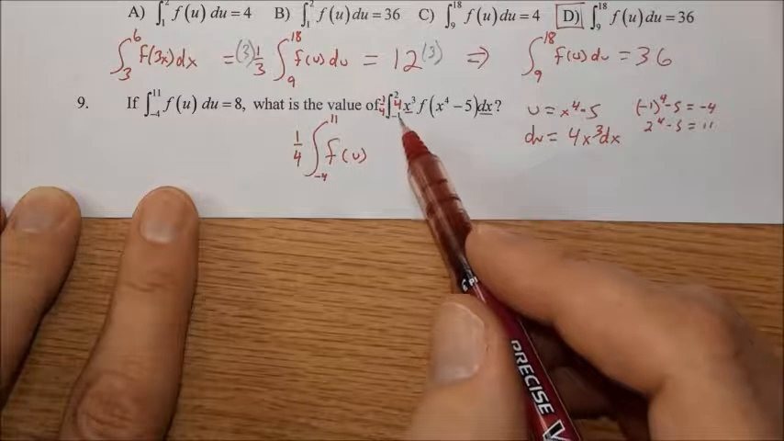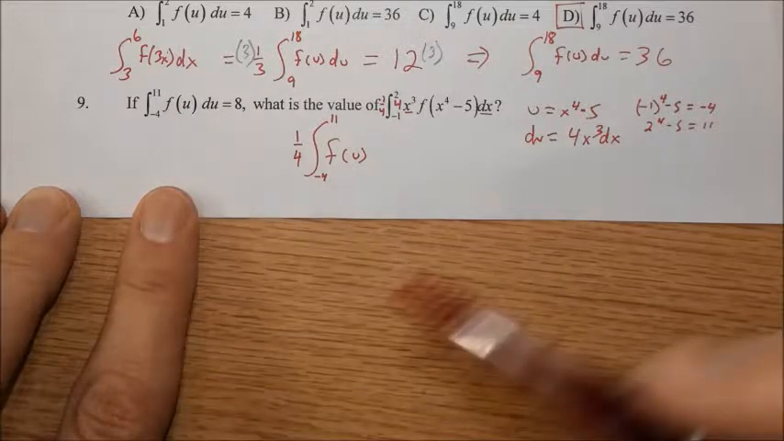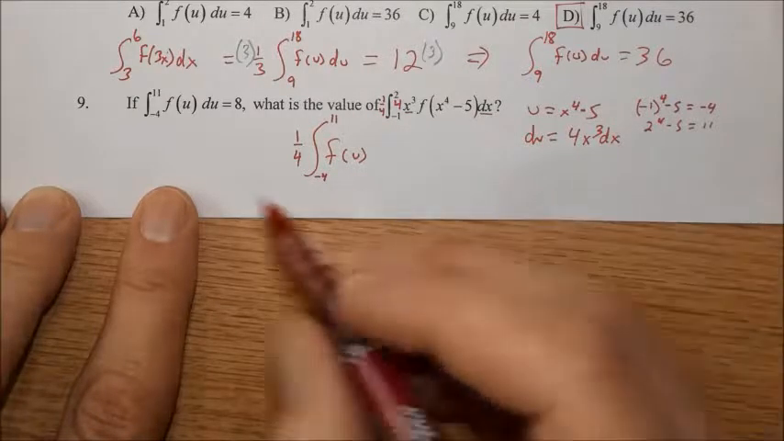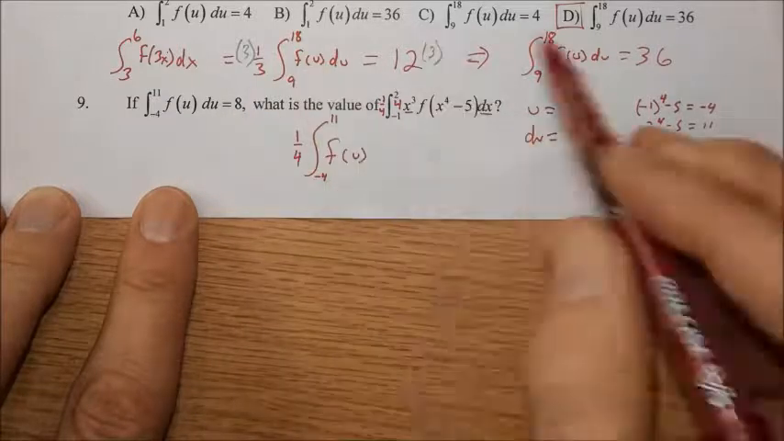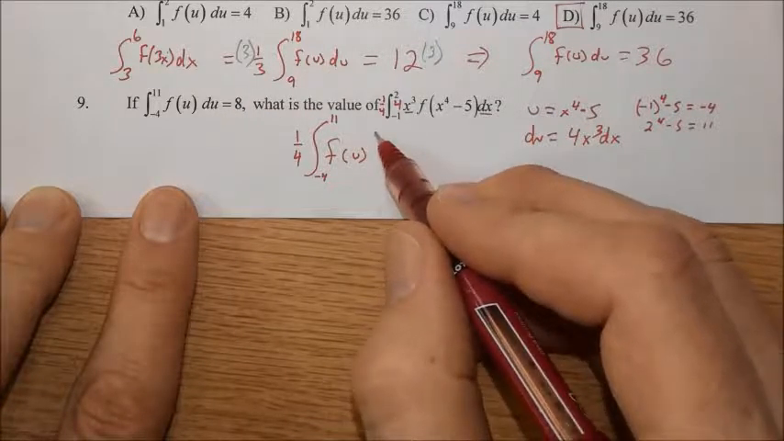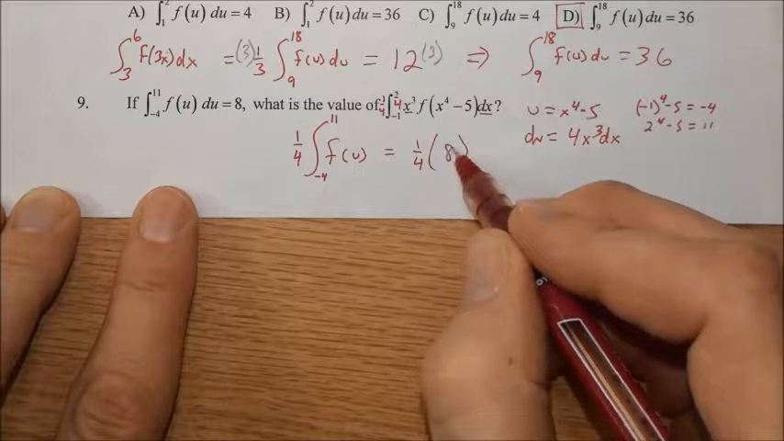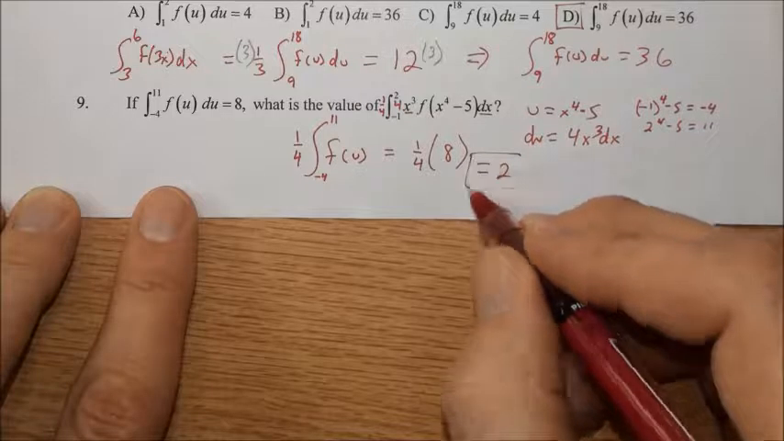Now, our original problem, we had -1 and 2. Now they're asking us about -4 and 11. Since you know about changing the bounds, this problem doesn't become all that hard at all. We know that this integral, without the quarter in front, is equal to 8. So we can sub out the integral, and we can sub in its value, which is 8. So our answer is 1/4 of 8, or 2.